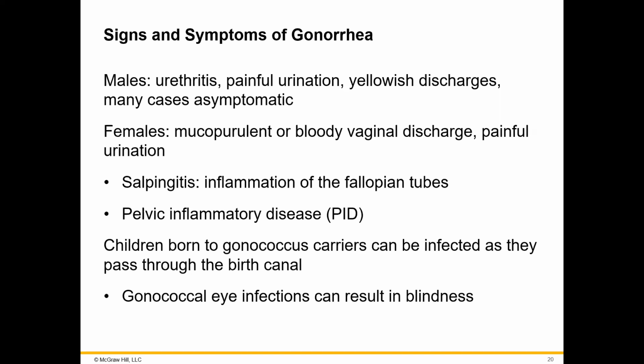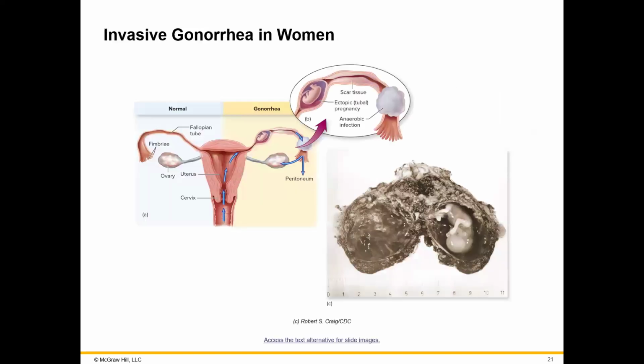This can lead to inflammation in the pelvic area, leading to pelvic inflammatory disease. That can then cause inflammation within the fallopian tubes, which we call salpingitis. So again, can be associated with causing ectopic pregnancy, scarring of the uterus that can cause permanent infertility. Children that are born to gonococcus carriers, people who carry gonorrhea because they're infected with it, they might not necessarily have it from being just in the uterus, but they are exposed through the birth canal, and that can cause infection in the eyes that can result in blindness.